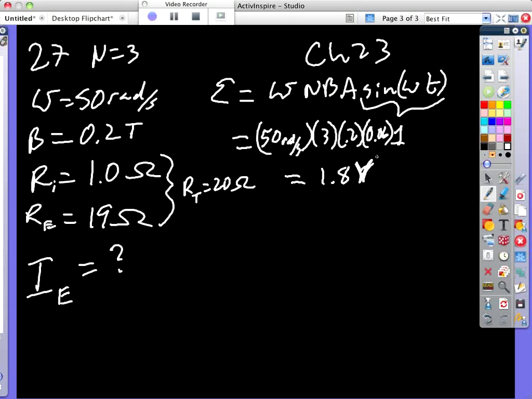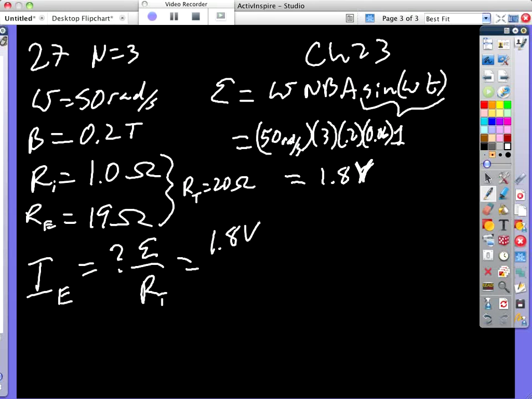1.8 volts. Now that's not the answer. That's what we need to get the answer. Because then I is going to be the EMF over the total resistance. Because of whose law? Ohm's. Right, Ohm's law, V equals IR. So I is V over R, or EMF over R.